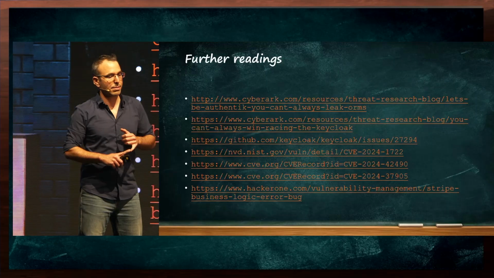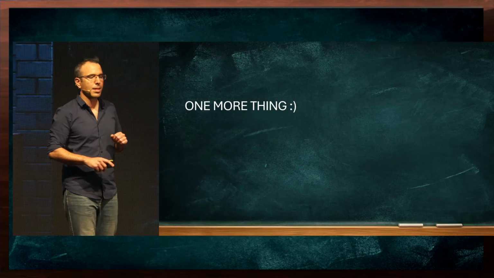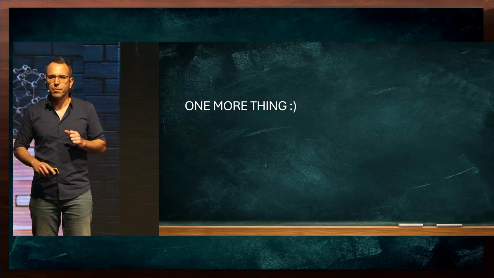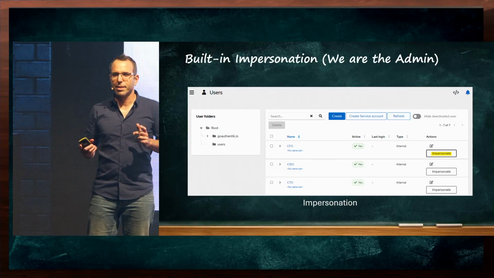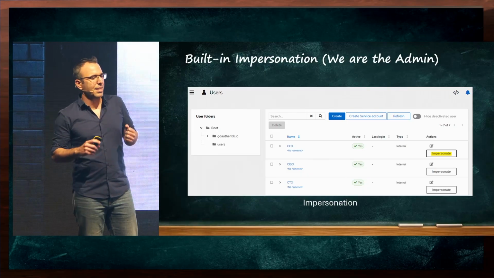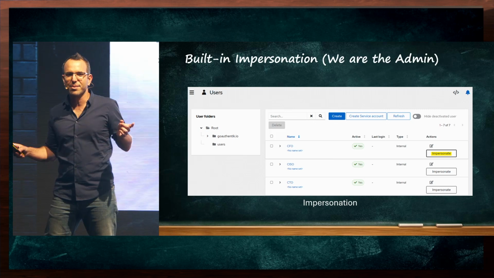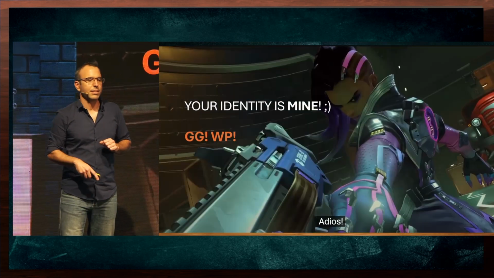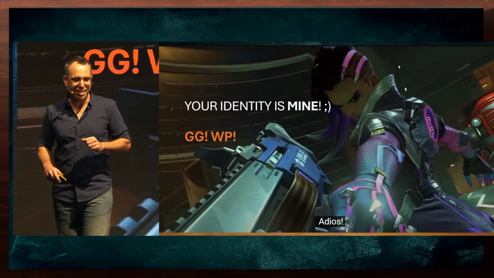Oh, one more thing. In Authentik, when using admin privileges, we found an interesting functionality. Built-in impersonation. This functionality allows the admin to log in as any user on the system. So your identity is mine, or any authenticated user for the system.